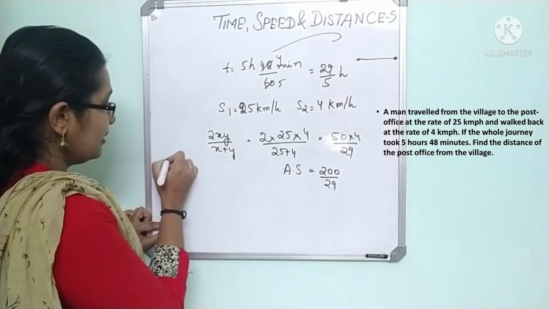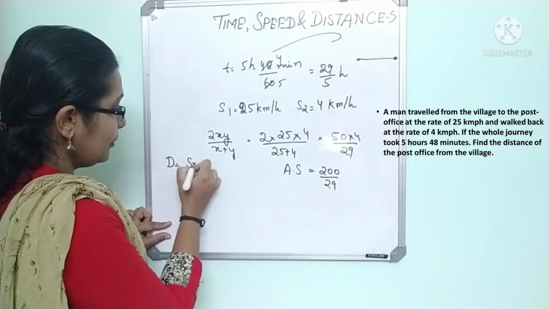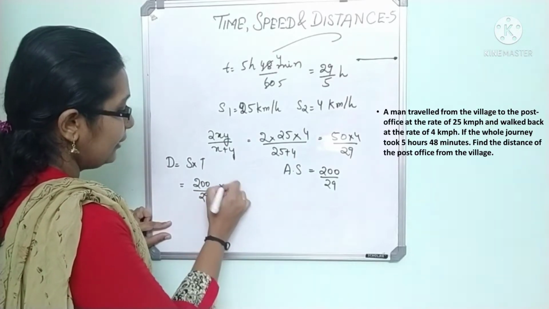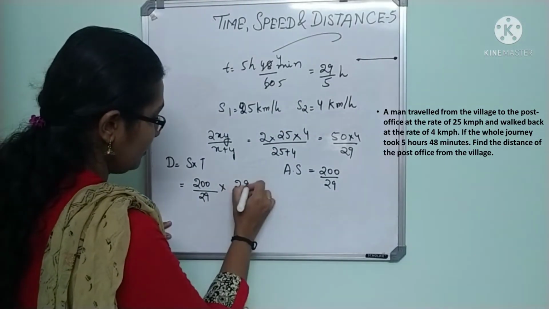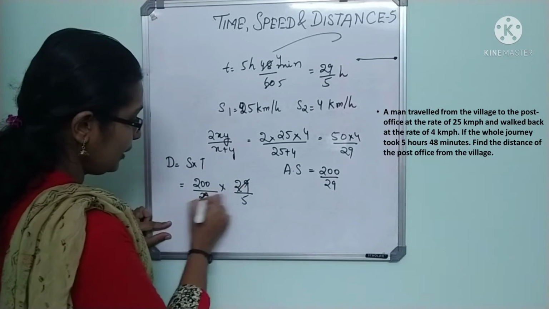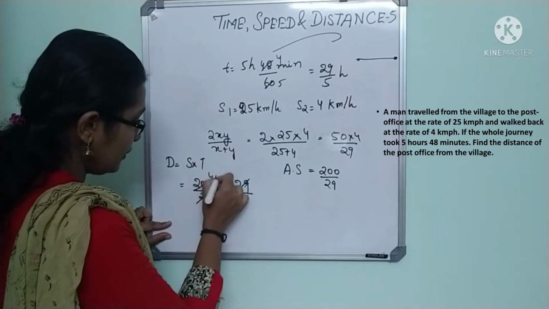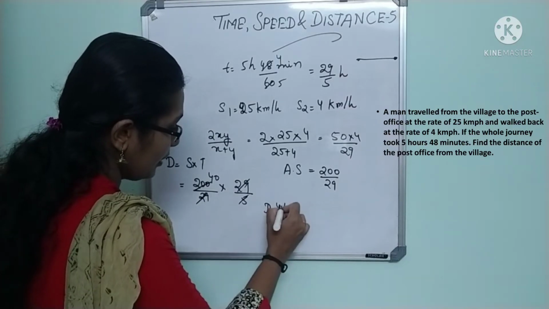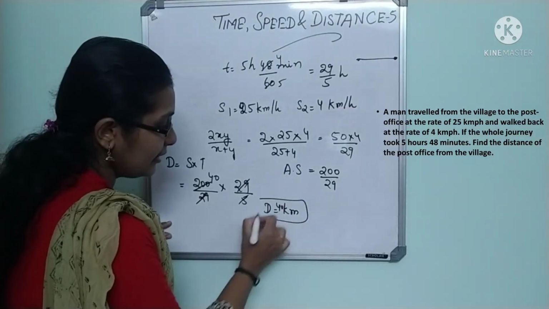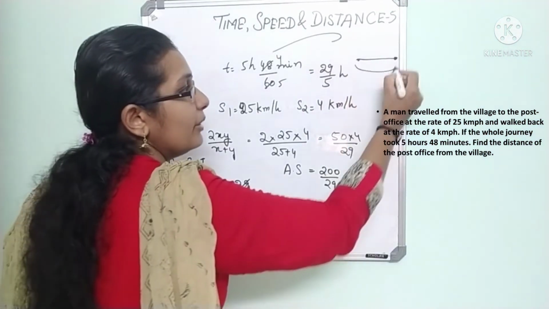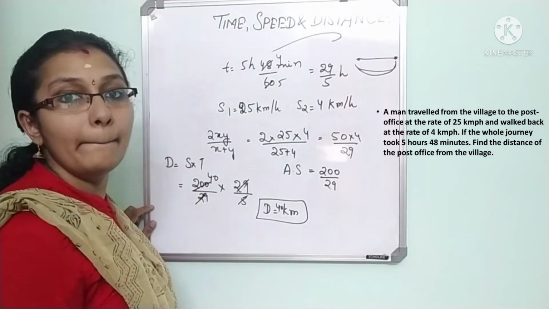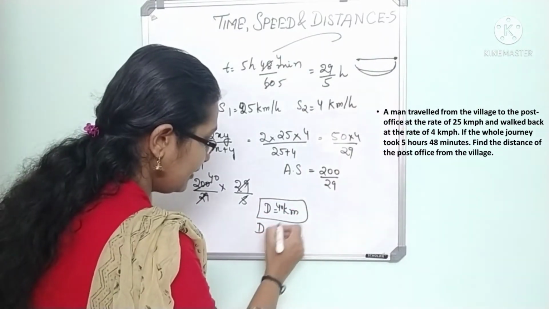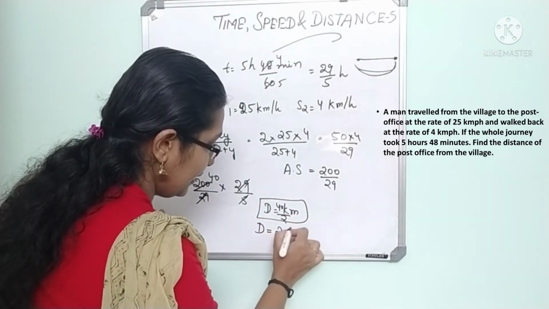We know distance is equal to speed into time. So here speed is 200 by 29 into time is 29 by 5. So 29 gets cancelled, 5 4s are 20. So distance is equal to 40 km. Here the distance is nothing but he has gone from here to here and he is back to here. But our question is, we will have to find only one way, so we divide by 2, which is 20 kilometers.